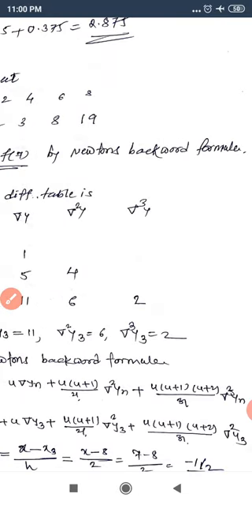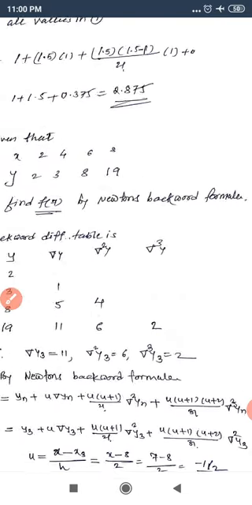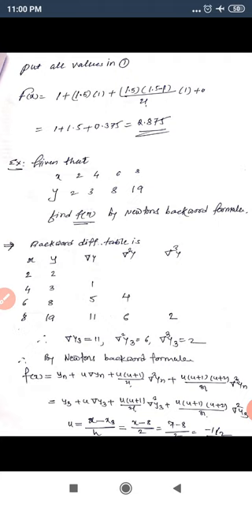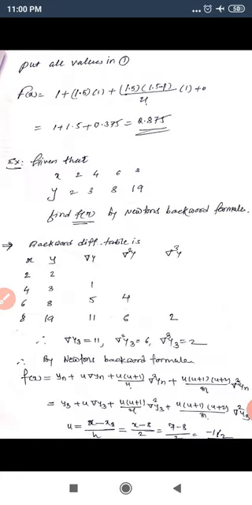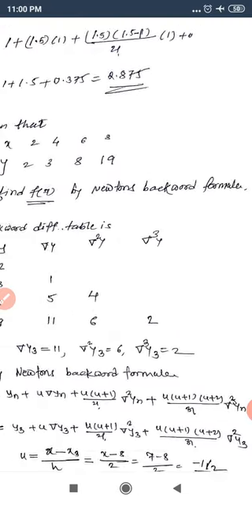Now using the Newton backward formula, f of x is equal to yn plus u into delta of yn plus u plus 1 upon 2 factorial del square of yn plus u plus 1, u plus 2 upon 3 factorial del cube of yn. Here n is the last value, x0, x1, x2, x3, so n is equal to 3. So y3 plus u into delta of y3 plus u plus 1 upon 2 factorial del square of y3 plus u plus 1, u plus 2 upon 3 factorial del cube of y3.